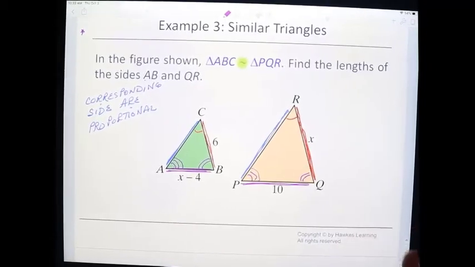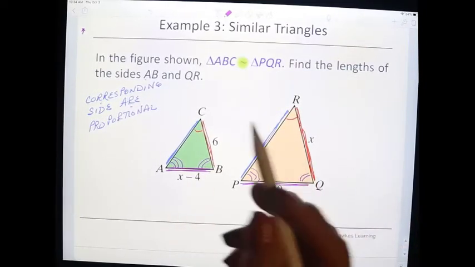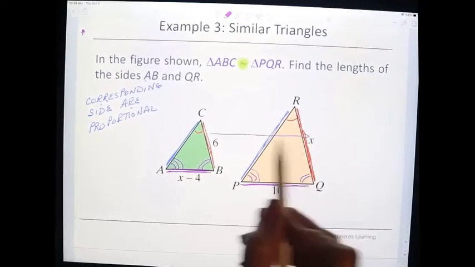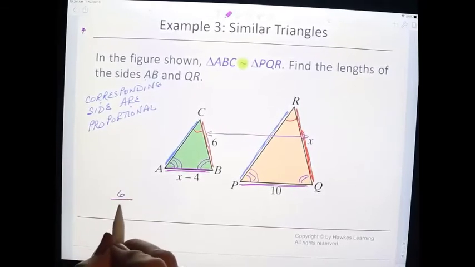So we're going to try and set up here and solve for this letter X. And I think, again, I've got lots of ways I can set this up. I think what I'll do is correspond from the small triangle to the large triangle. So I'm going to put 6 over X for the first ratio.